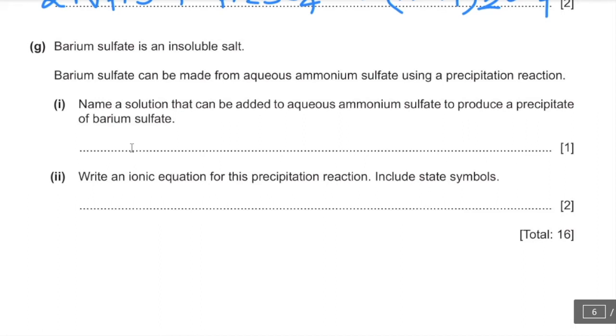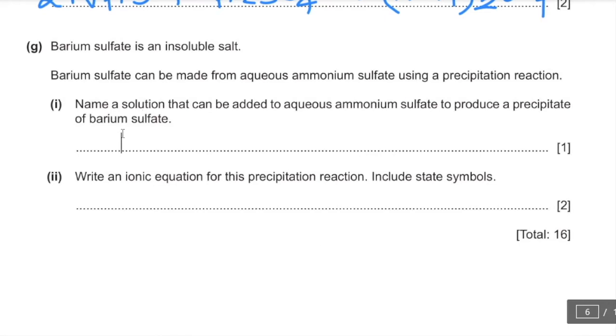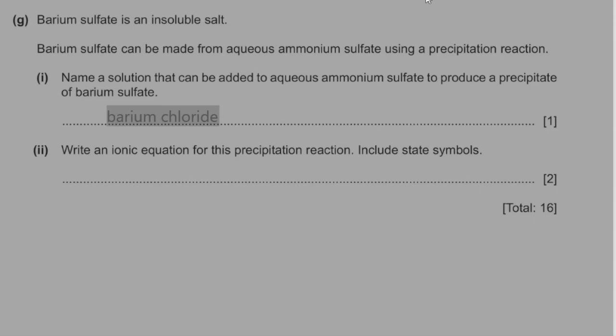So you need to have a salt of barium so that it would react with ammonium sulfate, and here I'm going to be writing barium chloride. 2. Write an ionic equation for this precipitation reaction, include state symbols. Alright, so we need to write the ions of the reactants and then the product. Since barium sulfate is the product which forms, we need to start with the ions of barium and sulfate.